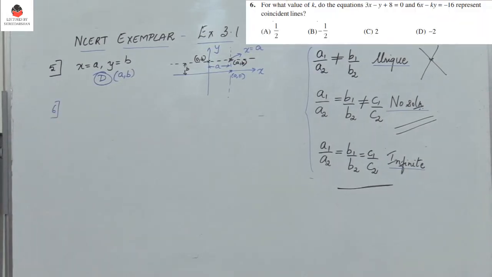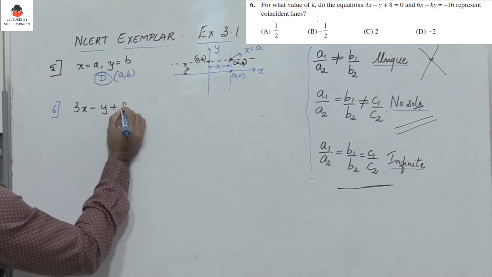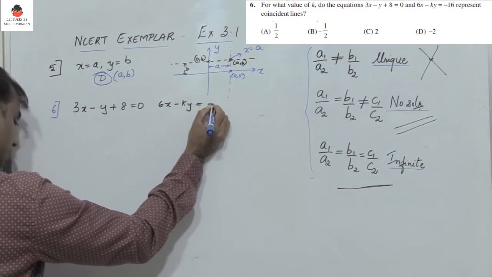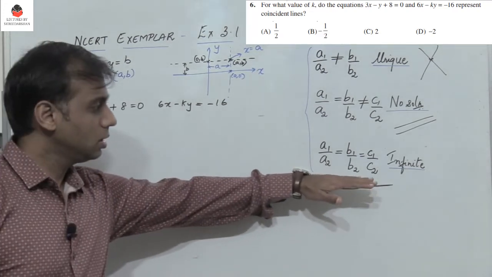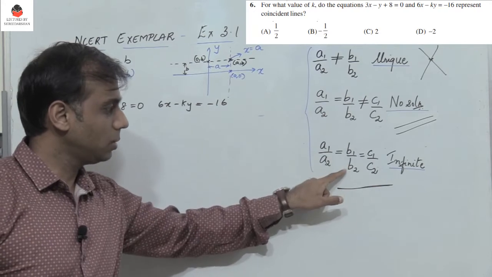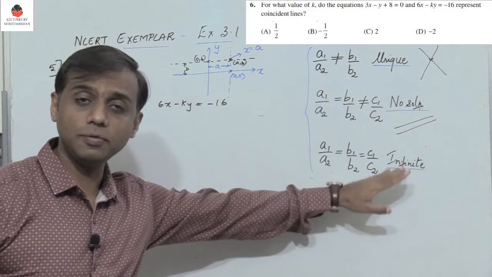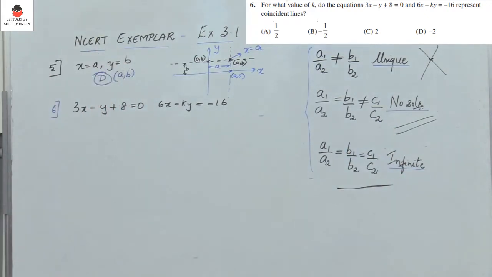Question 6. For what values of k do the equations 3x minus y plus 8 equal to 0 and 6x minus ky equals minus 16 represent coincident lines? Now what do you mean by coincident lines? So here, if a1 by a2 equals b1 by b2 equals c1 by c2, you have infinitely many solutions, but graphically they represent lines which are coinciding. Now what is a1, b1 and c1?